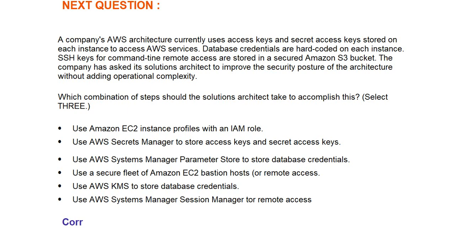Select three options. Option A. Use Amazon EC2 instance profiles with an IAM role. Option B. Use AWS Secrets Manager to store access keys and secret access keys. Option C. Use AWS Systems Manager Parameter Store to store database credentials. Option D. Use a secure fleet of Amazon EC2 bastion hosts for remote access. Option E. Use AWS KMS to store database credentials. Option F. Use AWS Systems Manager Session Manager for remote access.